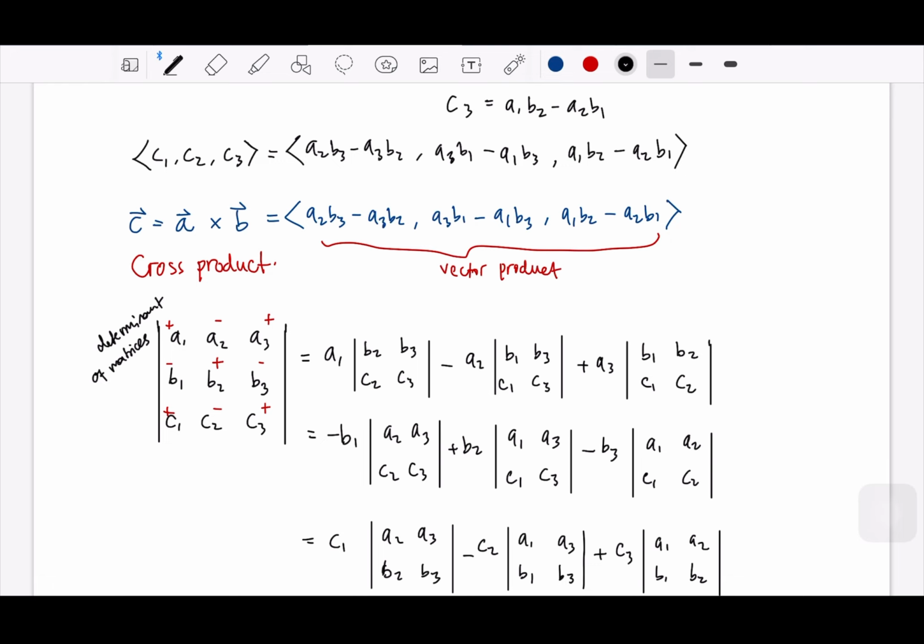Notice that the AB here is different from the ABC here. Okay? This is an illustration of the determinant of a 3 by 3 matrix, and this is for the vectors above. But you will see the forms of this will be similar with this determinant.